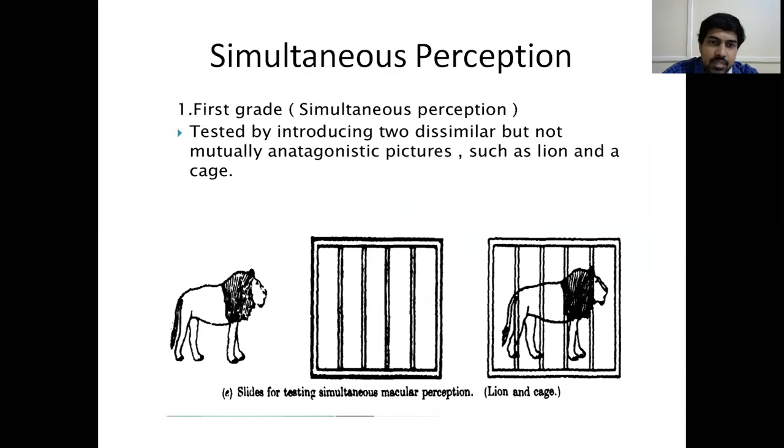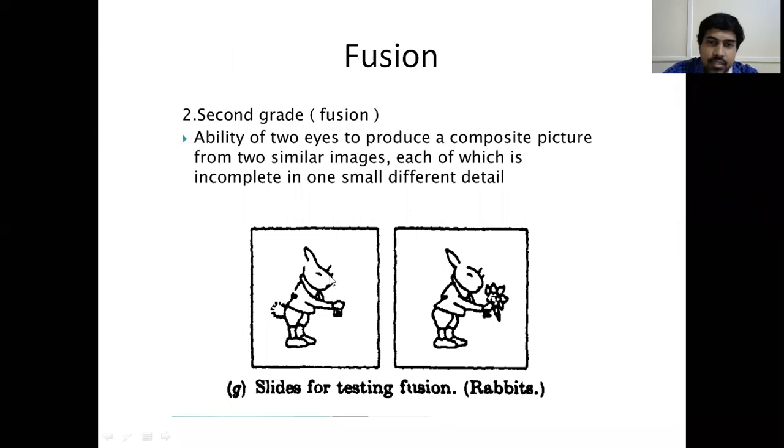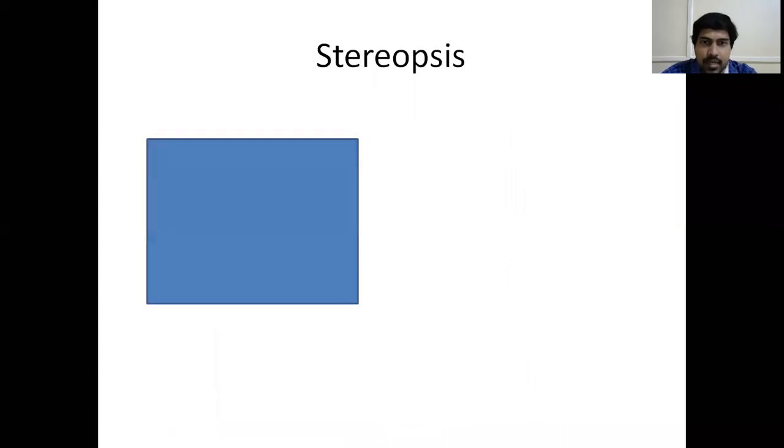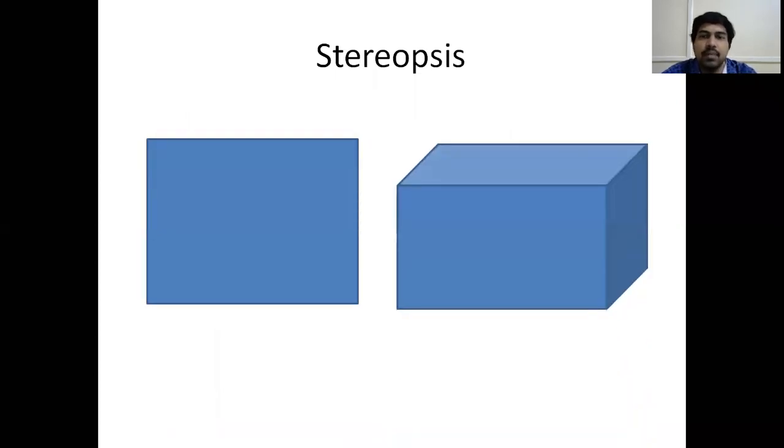So simultaneous perception is 2 dissimilar images, but which have some relation. A lion and a cage both come together. Second grade fusion is 2 same images, but which are incomplete. Both together are fused to a complete image. And stereopsis is when one is taken from a different angle to get a 3-dimensional impression. So this one you frame into your own sentences while writing in your exam.